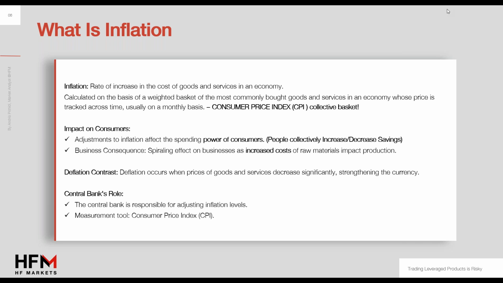Remember that the spending power of a consumer has a spiraling effect on business's ability to produce goods due to the spike in the cost of raw materials. On the flip side, when the price of goods and services decreases substantially and the value of the currency strengthens, this effect is referred to as deflation, which I'm going to explain in a bit, exactly what it is and how it affects us.